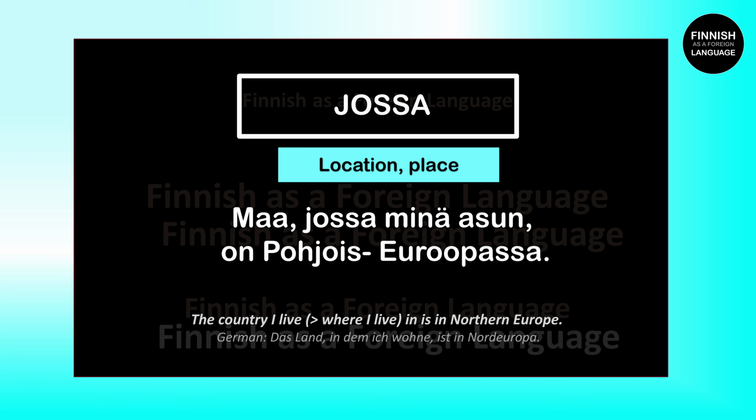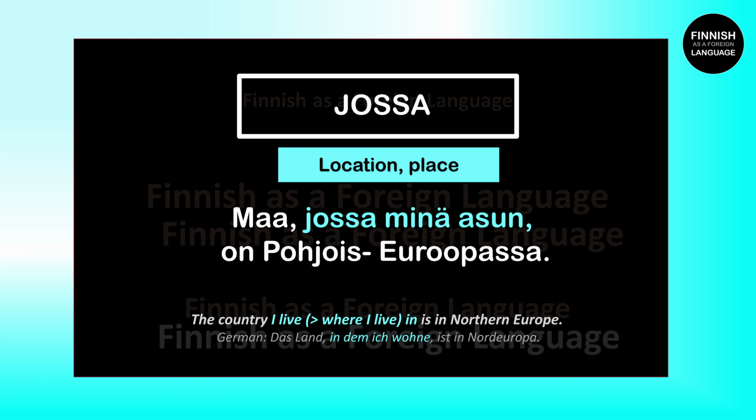Let's do another one. Maa, jossa minä asun, on Pohjois-Euroopassa. In English, the country I live in is in Northern Europe. Let's go step by step. Maa means country. Jossa minä asun means where I live. And on Pohjois-Euroopassa means is in Northern Europe.